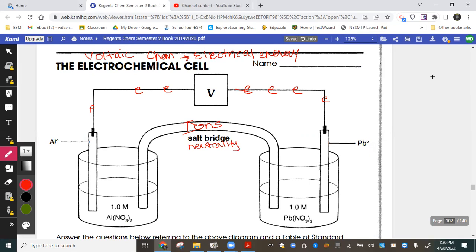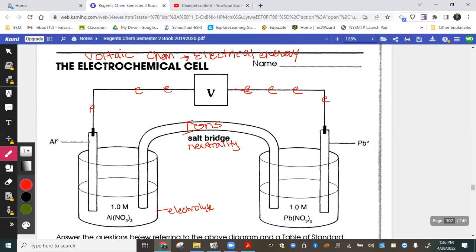All right, so let's take a look. We've got our liquid solutions, so that's our electrolyte. We need an electrolyte for those mobile ions, and that allows our electric current, allows those electrons to flow as well.